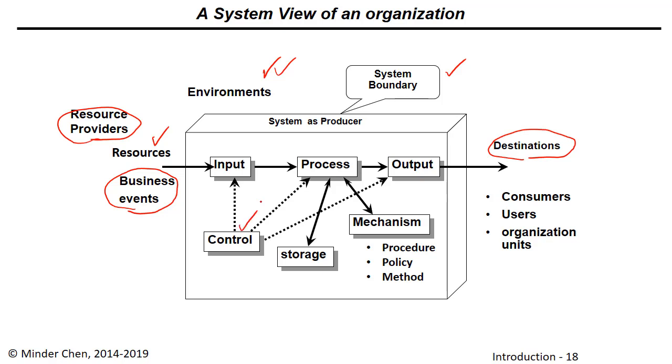And I added another component called control, which means we need to constantly monitor the input, process, and output to ensure they live up to the standard and expectation. And also another element is a mechanism. Mechanism is closely related to process, sometimes considered part of the process. The mechanism could be policy, procedure, or work method, which allows us to follow or use the mechanism to get things done in performing the process.